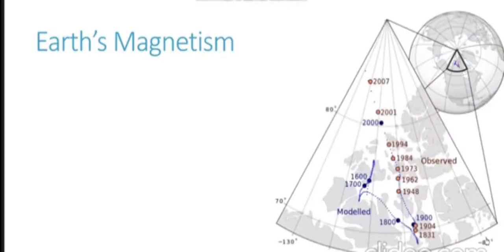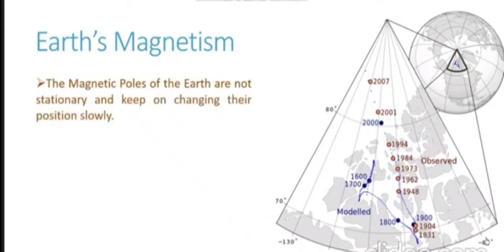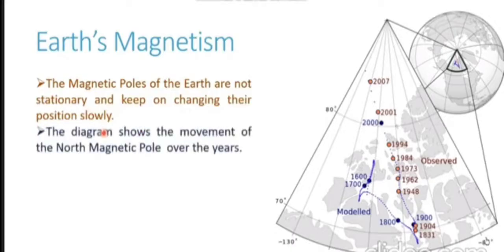Now we have seen two different types of poles, the geographic poles, where the axis of rotation of the Earth cuts the Earth's surface, and the magnetic poles, which depend upon the magnetic field of the Earth. Now, out of these two poles, the magnetic poles of the Earth are not stationary. The geographic poles are stationary, they are at a fixed location, but the magnetic poles of the Earth keep on changing their position or location slowly.